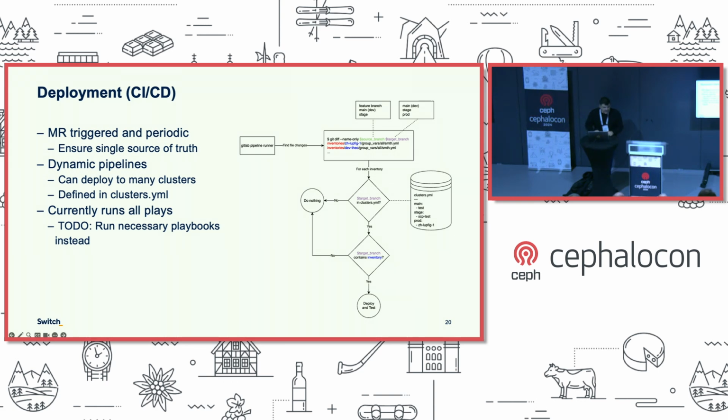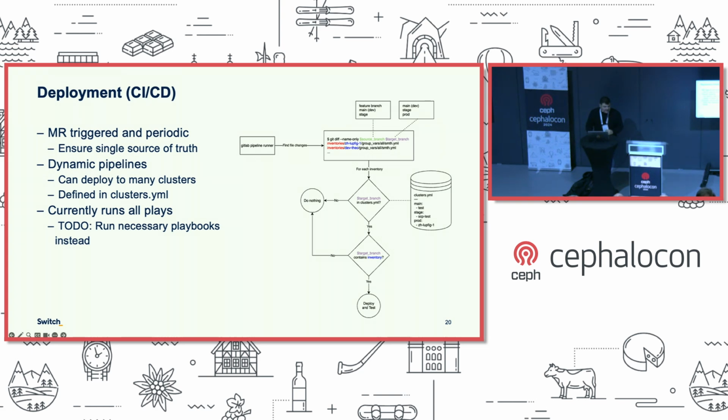And here is a bit of the diagram for how we do deployments. We have different diagrams for different types of changes. So with GitLab, we have MR triggered pipelines and periodic pipelines to be able to ensure the single source of truth. So one of the steps in our pipeline, basically we do a git diff, and then we figure out which inventories have changed, and then based on that we deploy to the appropriate clusters.